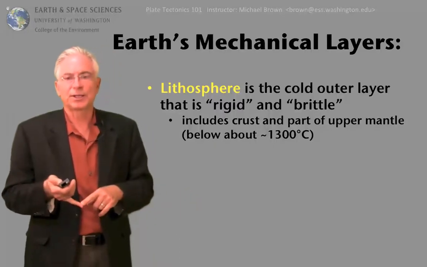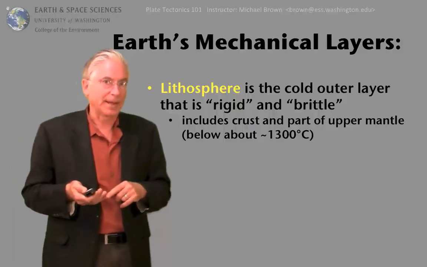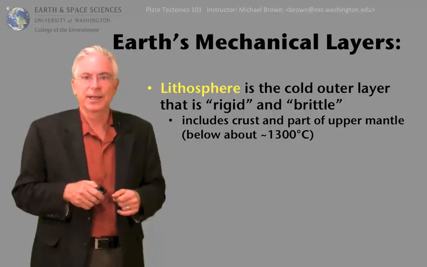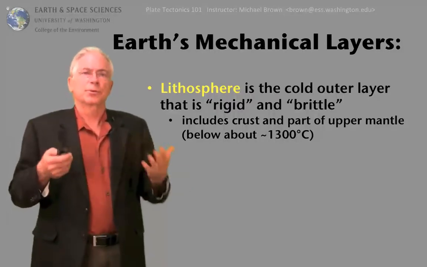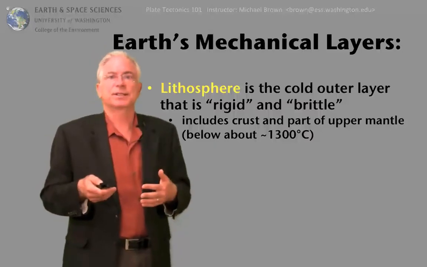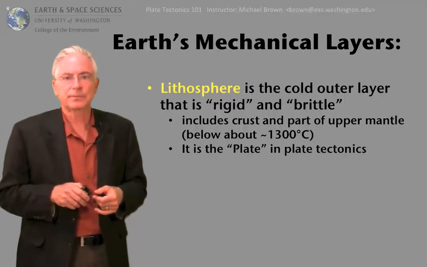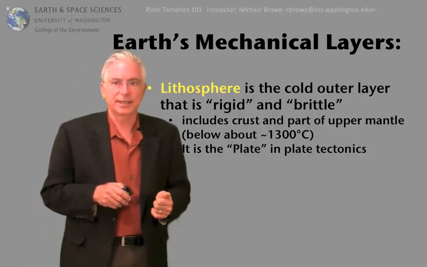It includes the crust, and it includes part of the upper mantle, and that part of the upper mantle which is below approximately a temperature of 1300 degrees centigrade. So mantle rock, primarily olivine, is pretty rigid as long as its temperature is below 1300 degrees centigrade. So lithosphere is the plate in plate tectonics.